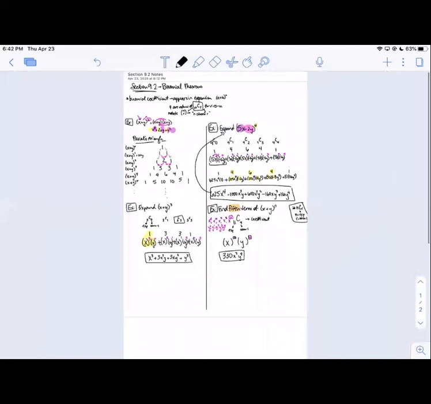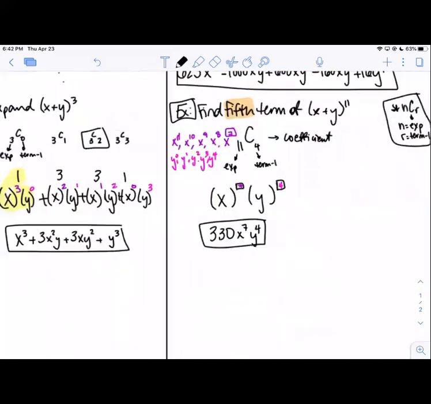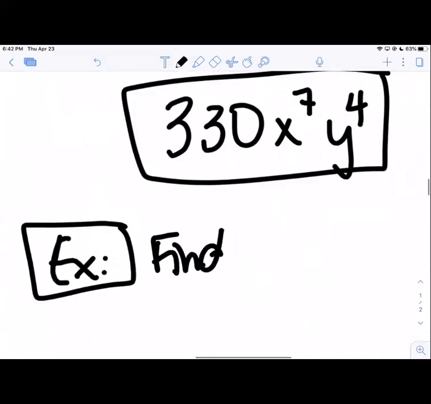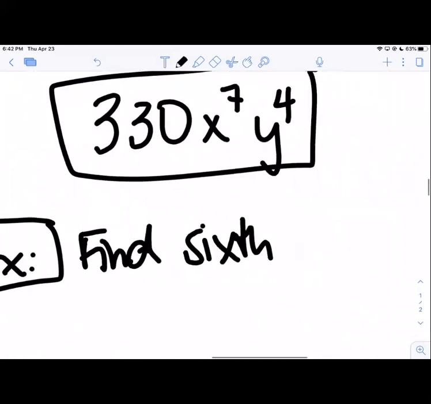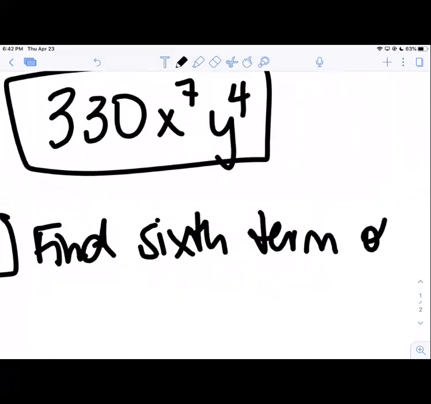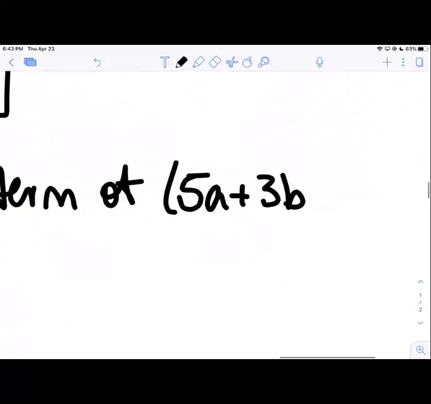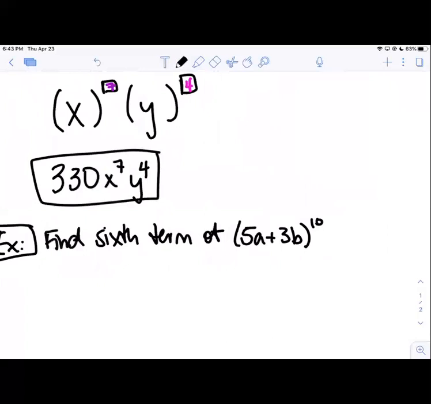Cool. I got one more example. This time we're finding the 6th term of something. You can just do it right under here. Example. Find the 6th term of, and this time I'm going to give us a bigger expression, (5a + 3b) to the 10th. Again, I gave you a big enough number that we don't want to do it all out. We just really want to find the 6th term.